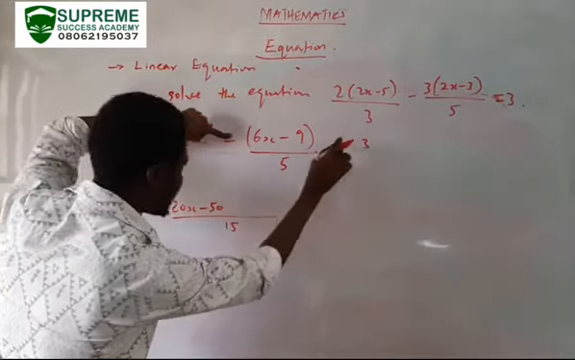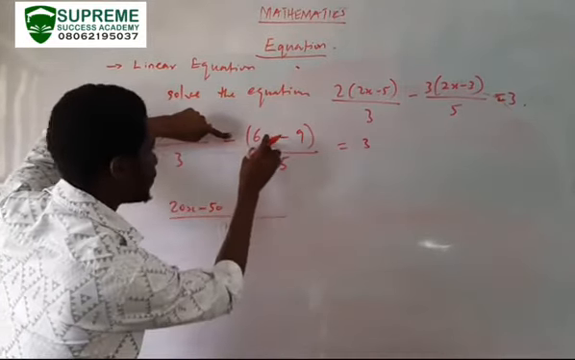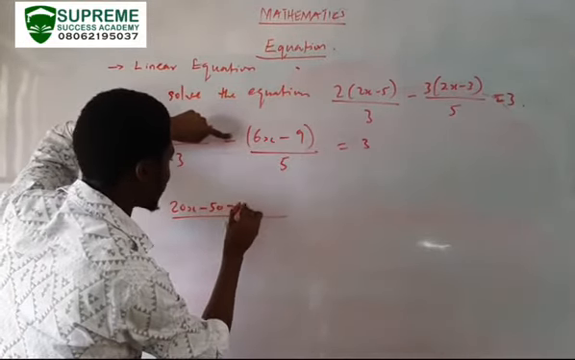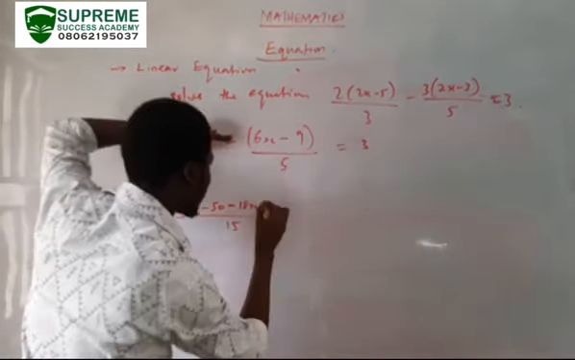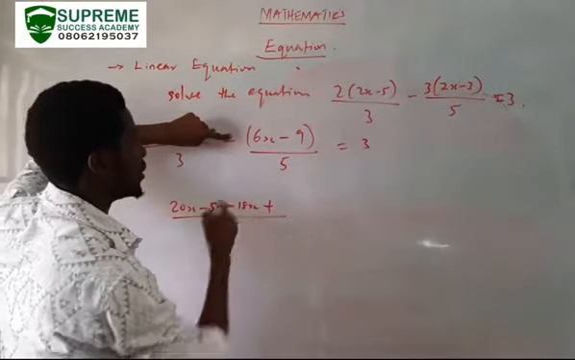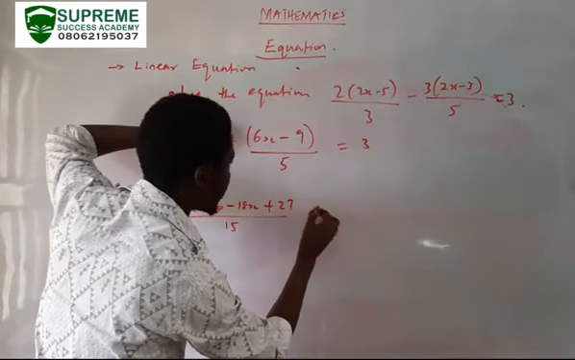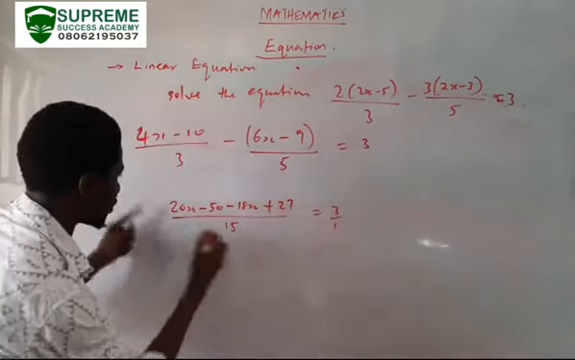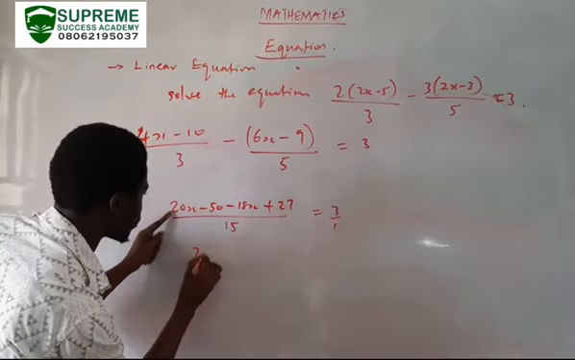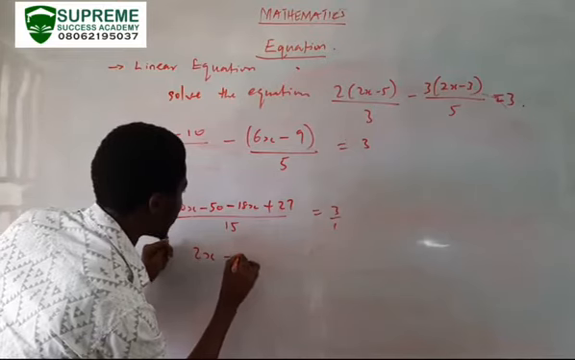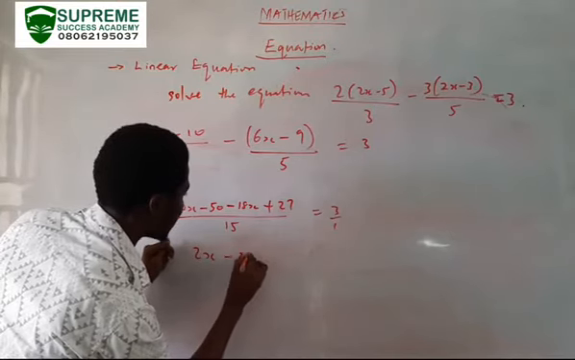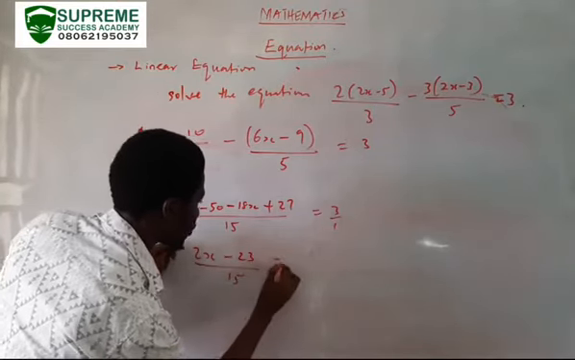Then this one must affect the bracket now. 5 here, 3 times it gives us 18. That's minus 18x. Then what do we have? Minus times minus gives us plus. Take note of that. Then 3 multiplied by 9 will give us 27. Equals 3 over 1. So you can resolve this to become 20x minus 18x, which gives us 2x. Minus 50 plus 27 gives us minus 23, divided by 15, equals 3 over 1.